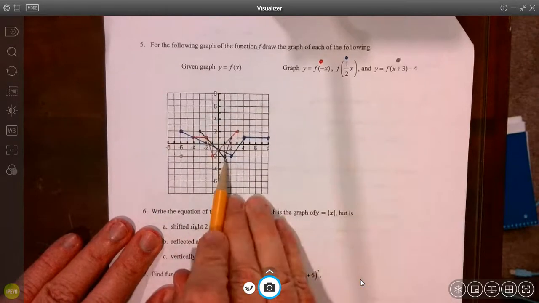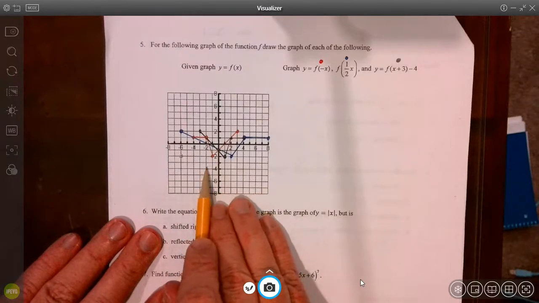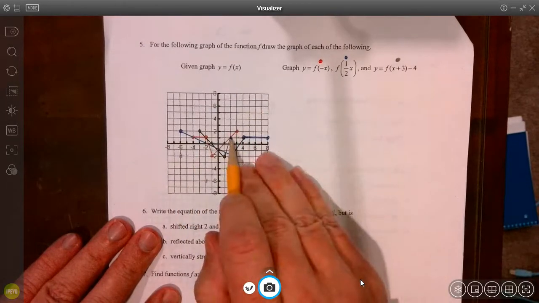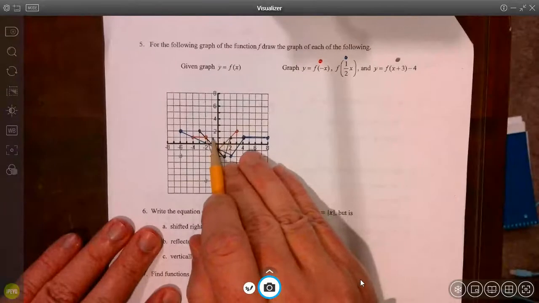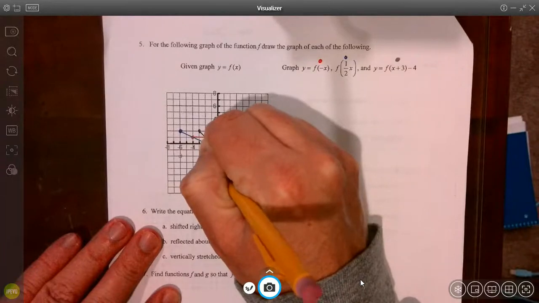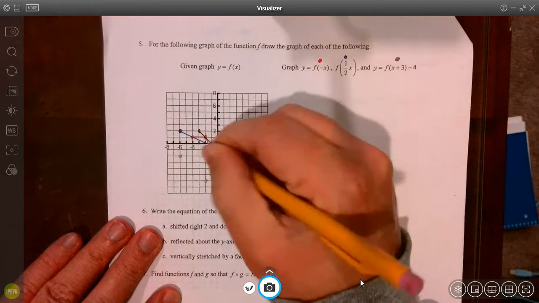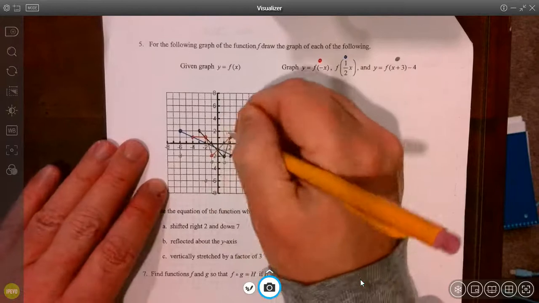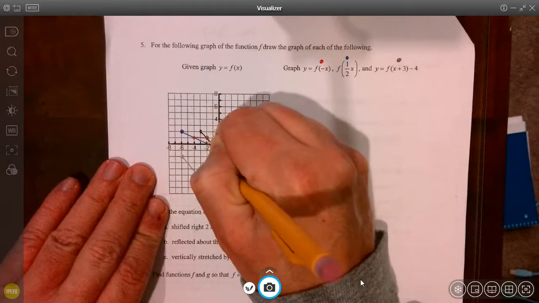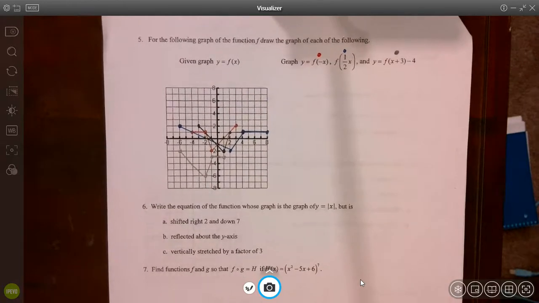Put that there. I go to my second point here. I go left 3, down 4. So 1, 2, 3. 1, 2, 3, 4. I do the same thing with this point here. Left 1, 2, 3. Down 1, 2, 3, 4. And my final point here, I go left 1, 2, 3. Down 1, 2, 3, 4. So there is, I'll just go ahead and try to freehand this one. Right, so there's my original function, moved left 3, down 4.